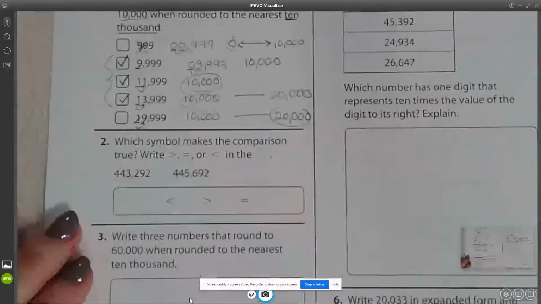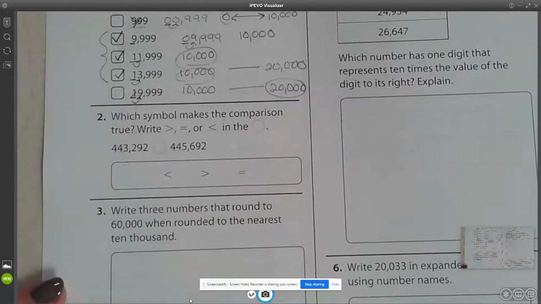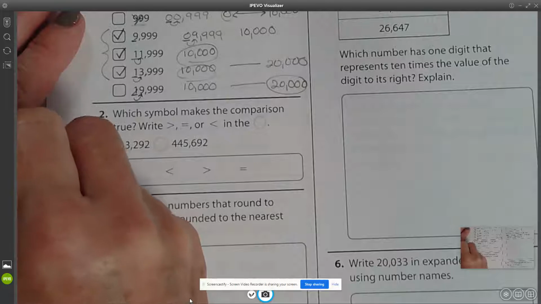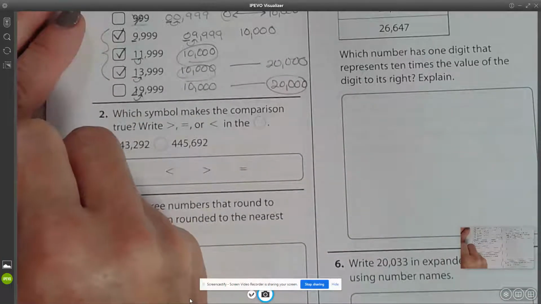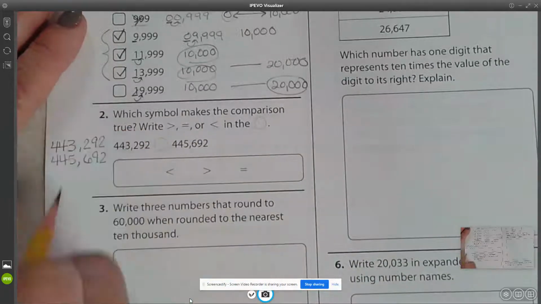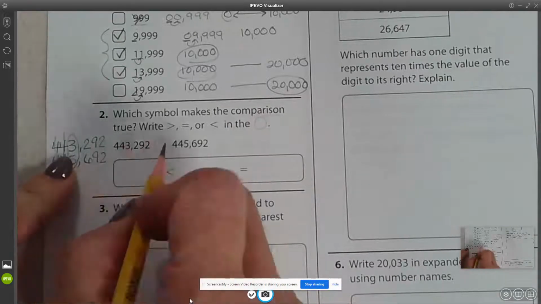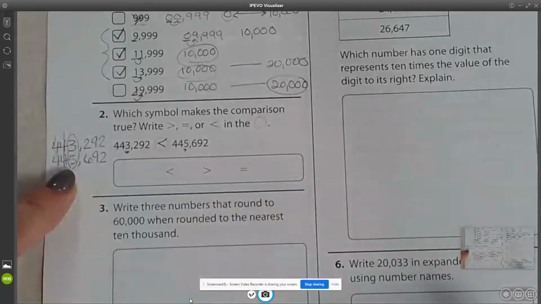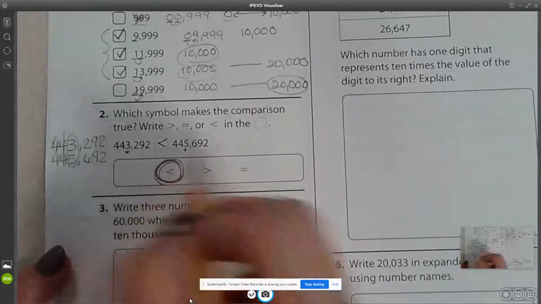Okay, number 2. Which symbol makes this comparison true? 443,292 compared to 445,692. Okay, what is it you have to do to solve this? Hopefully you said stack them. So on your paper, you would have written 443,292, 445,692. All right, my 100,000s place is the same, my 10,000s place is the same, but my thousands place is different. So actually, it is less than this, correct? Because the 3 is less than the 5. So it wants you to circle just the correct answer. So this would be your correct answer right here.